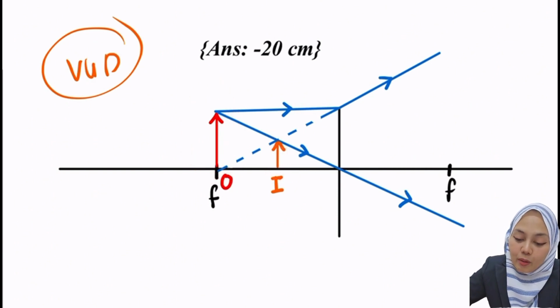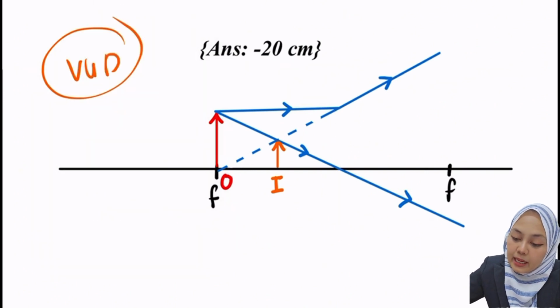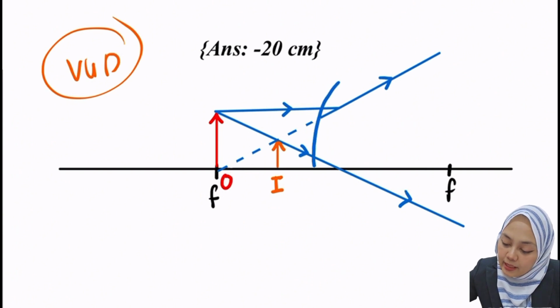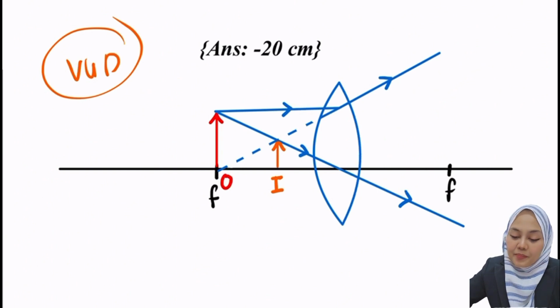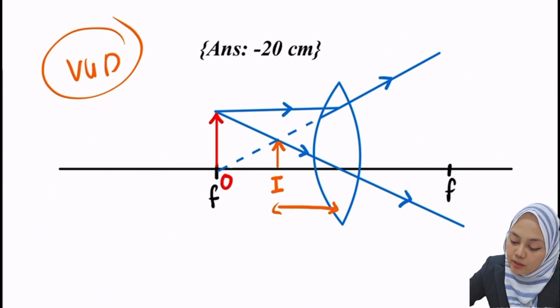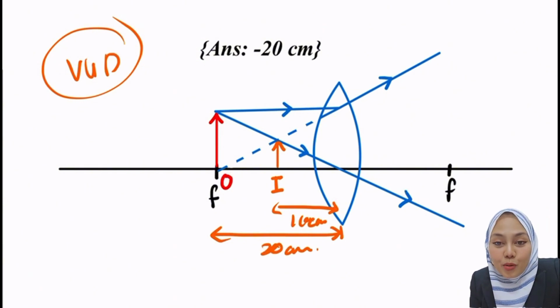Now, like I said, I want to erase this line. Erase it, and I am going to draw the lens like this and like that. There. So I got my image distance, which is 10 centimeters, and I got my object distance, which is 20 centimeters, like that. So that's how you answer this question.